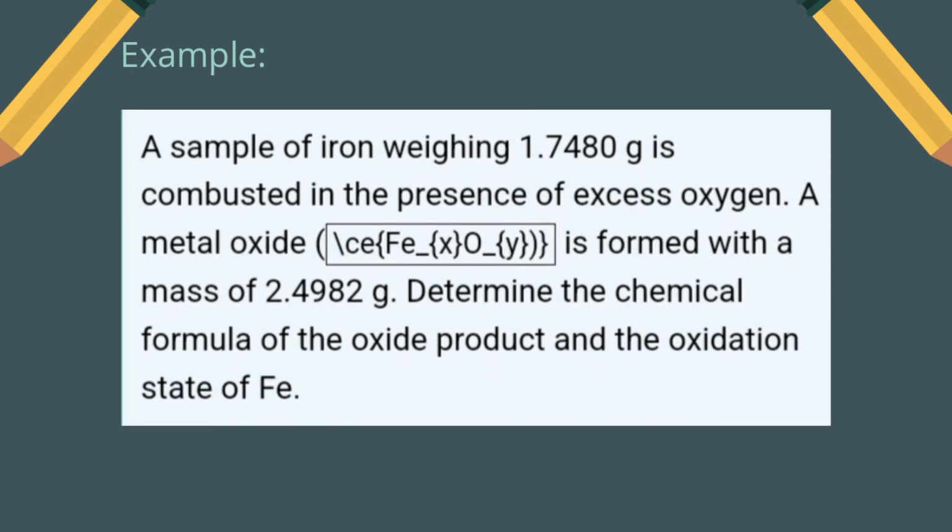So I have here a problem example wherein you determine the chemical formula of the oxide product and the oxidation state of iron. A sample of iron weighing 1.7480 grams is combusted in the presence of excess oxygen. A metal oxide is formed with a mass of 2.4982 grams. So determine the chemical formula of the oxide product and the oxidation state of Fe, or iron.